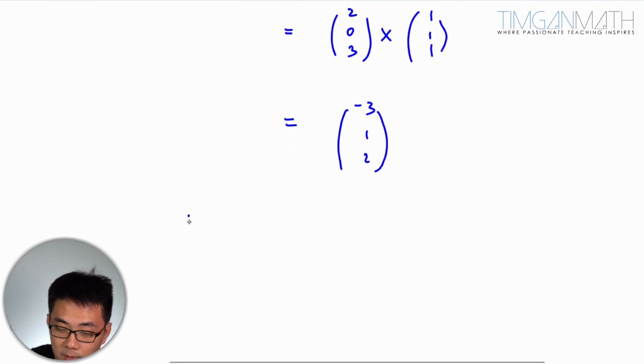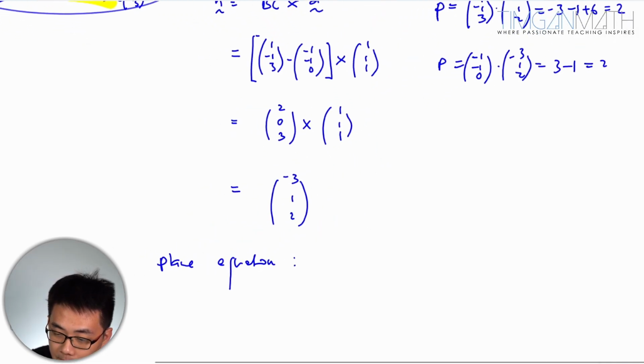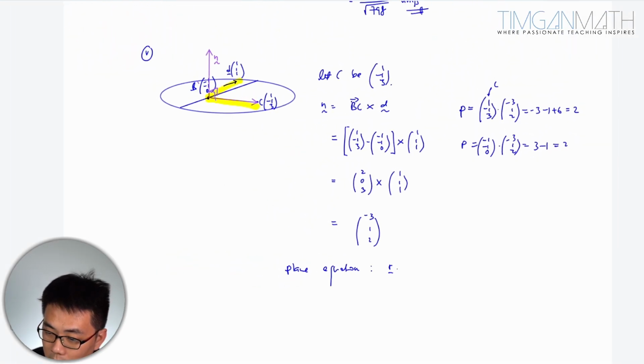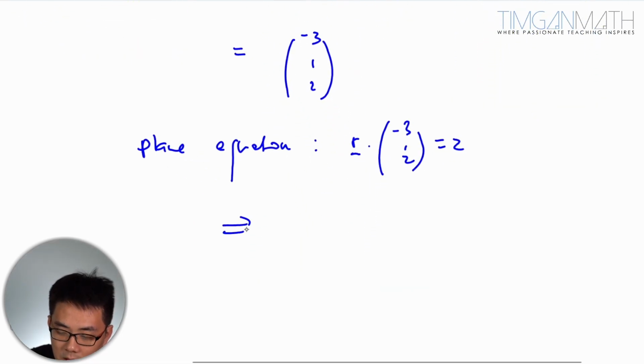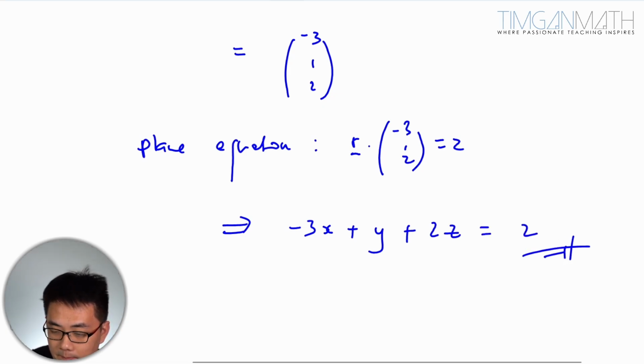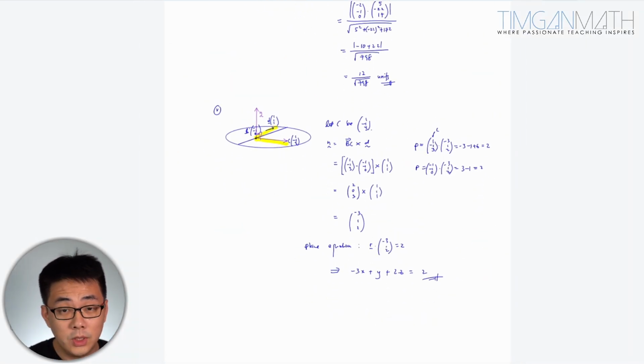So the plane equation would then be r dot minus 3, 1, 2 equals 2. So the Cartesian equation here is minus 3x plus y plus 2z equals 2. Okay, so that's how you do this question proficiently.